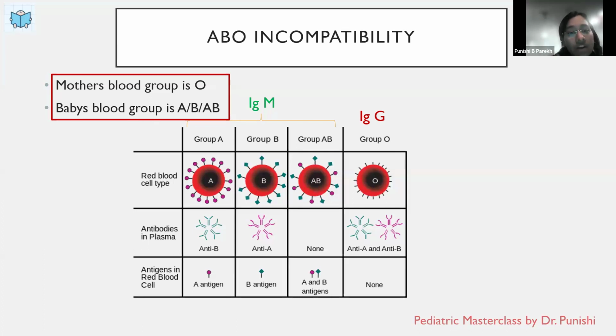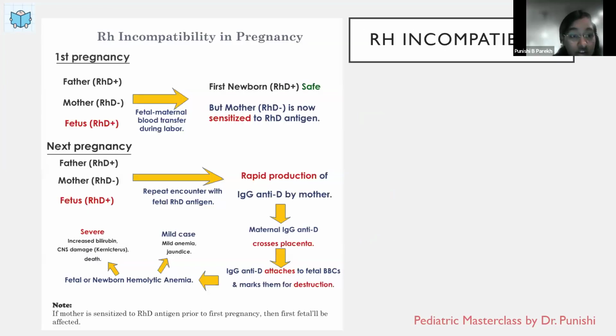Okay, so now that you've understood this, let's move into the other type of incompatibility, which is RH. So we all know that RH incompatibility affects the second and subsequent pregnancy, doesn't affect the first child.